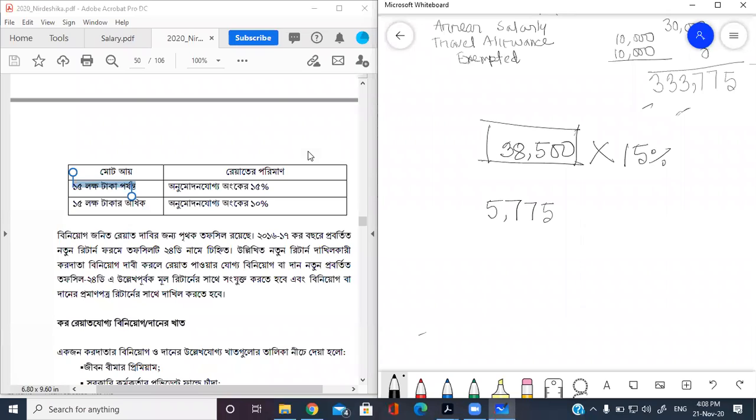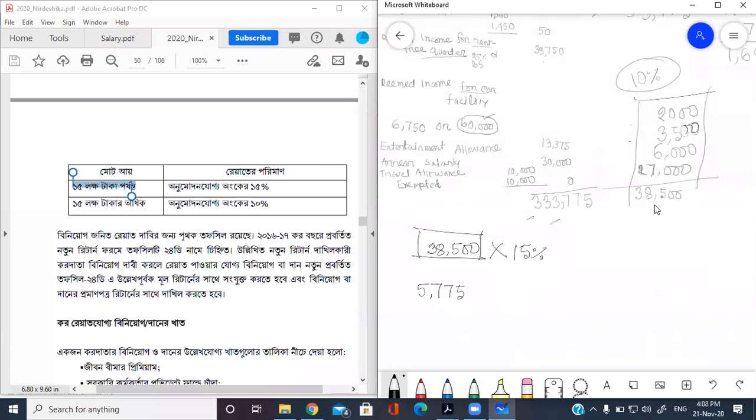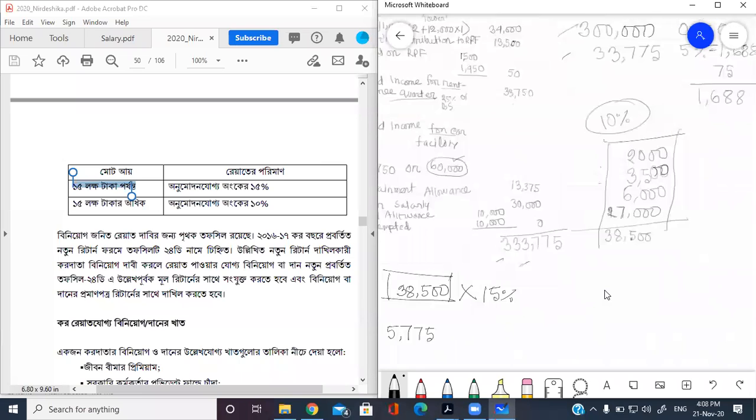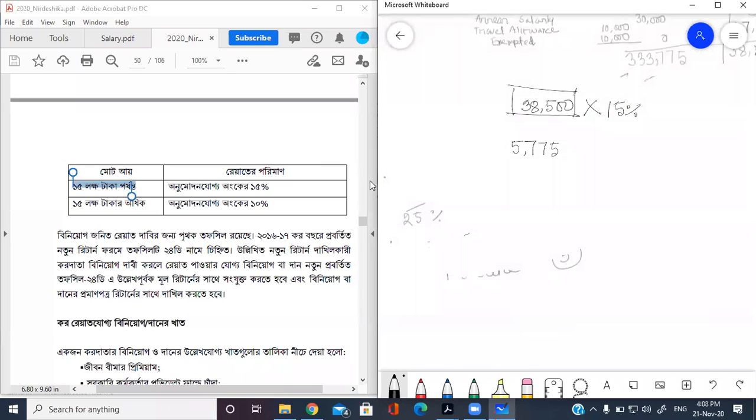5,775. Got it? So can you recall how much tax liability we calculated for Mr. Ambani? So 1,689. We calculated 1,689. Remember, this is the gross tax liability.